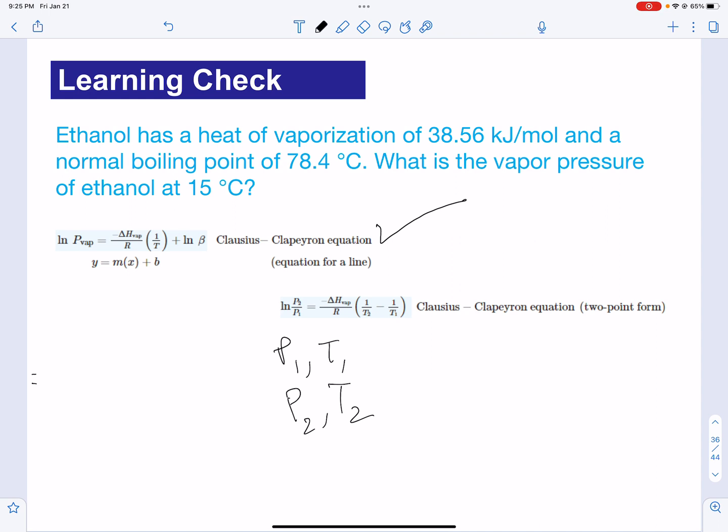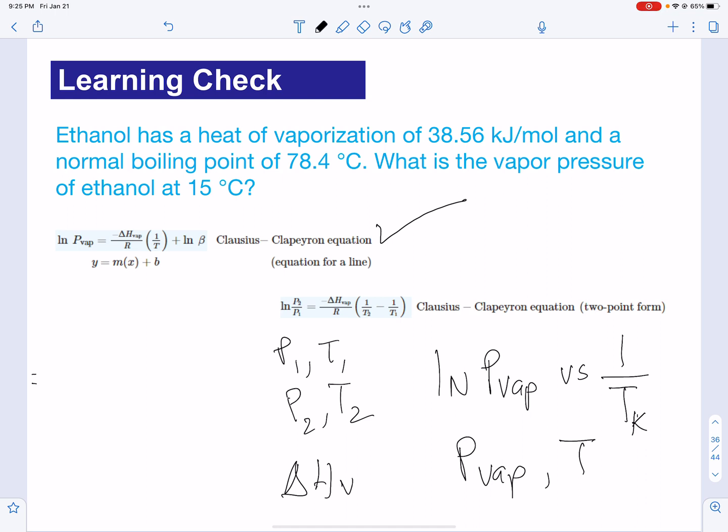So these are two very powerful ways of using the Clausius-Clapeyron equation, which allow us to relate the natural logarithm of the vapor pressure versus the reciprocal of the temperature, and that temperature has to be in degrees Kelvin. So basically, if you know the vapor pressure and you know the temperature, you can find delta H of vaporization. Very powerful formulas. So let's see how we're going to use them.